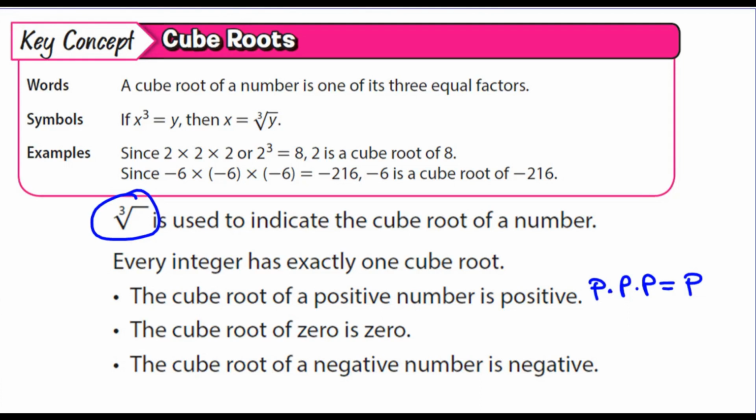And the cube root of a negative number can actually happen. That's what makes this different than square roots, because a negative times a negative times a negative is negative. So I can have the cube root of a negative number, but I cannot have the square root of a negative number. So make sure you have that written down somewhere, or keep that in your memory. That's the distinction between square roots and cube roots.